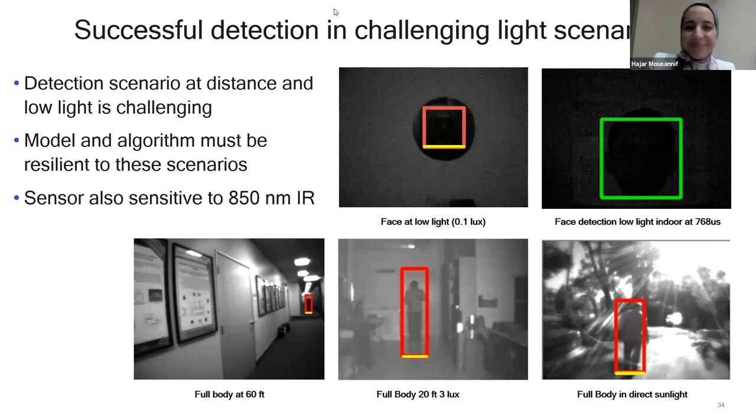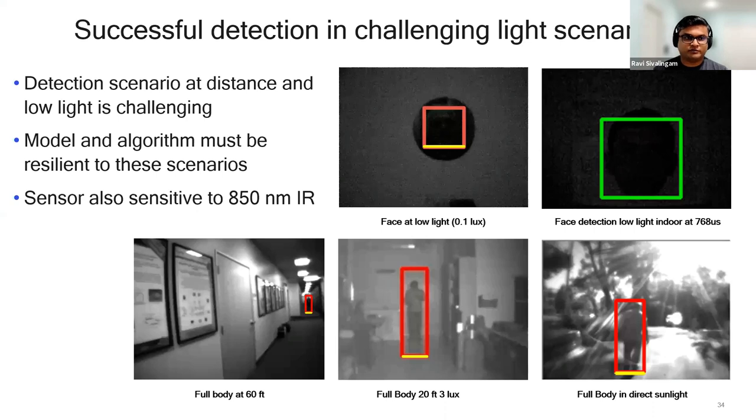Yep. Okay. Hey, Ravi, one more question. Regarding the detection from 20 feet, how is your false alarm? Because it looks like you're detecting the body, but I assume false alarm is high because there could be something else looking like that shape from that distance. So how is the false alarm in this case?